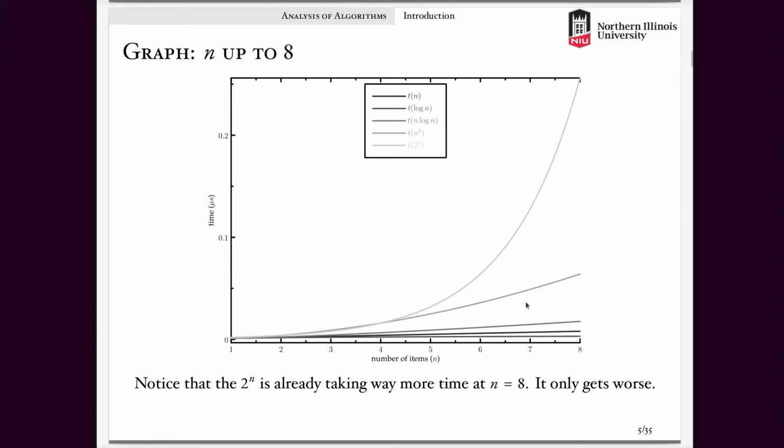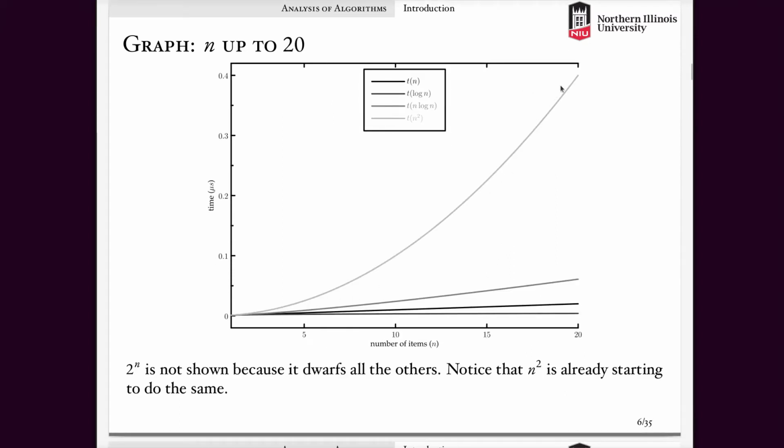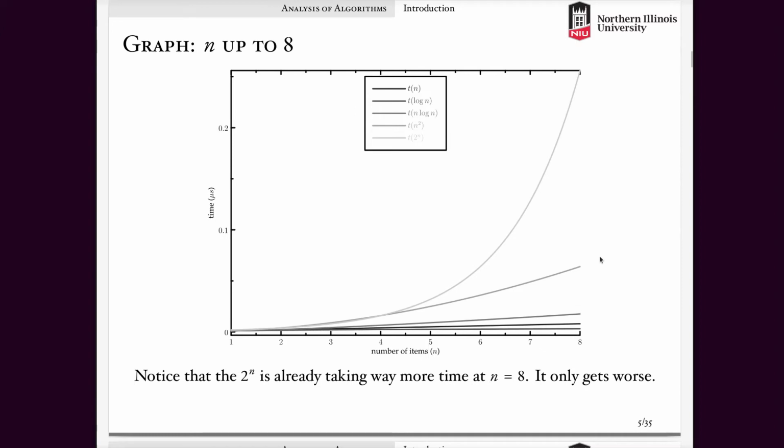And what are these other lines down here? Well, this is going to be your n squared. This is going to be your n log n, and your log n, and your n. It almost looks like n is free, right? Because it looks like a horizontal line here, compared to these other ones. So as we zoom in, even the n squared starts taking off relative to these other guys. But our number of items is going up, right? Now we're looking at 20 items. Up here we were looking at 8 items, okay?